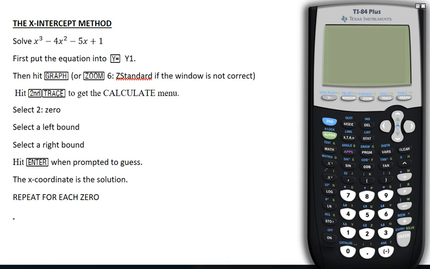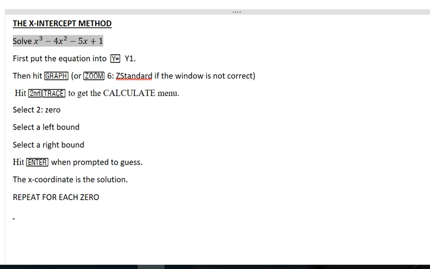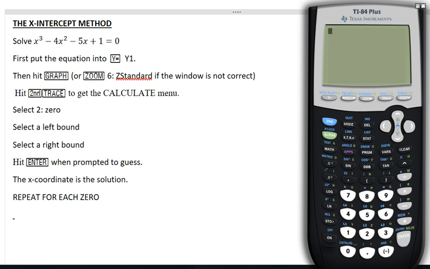Okay. So we want to solve this equation here, x cubed minus 4x squared minus 5x plus 1, and it's equal to 0. We call this the x-intercept method because we're going to look at where the graph crosses the x-axis, where y is 0 actually. That's why it's called the 0 or x-intercept method.